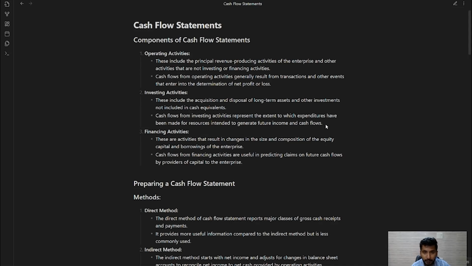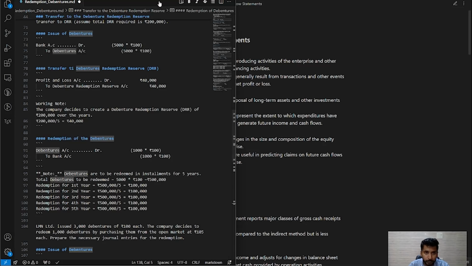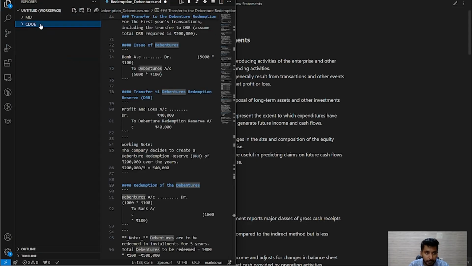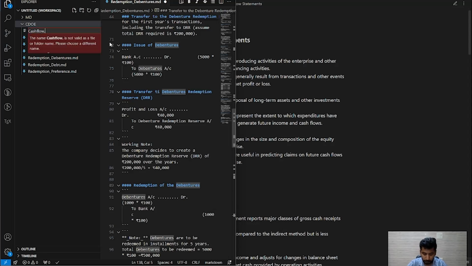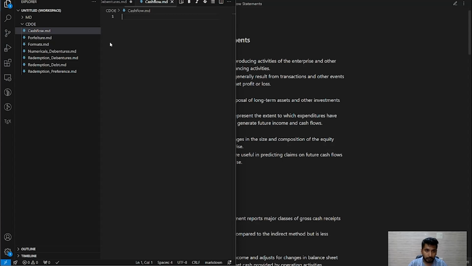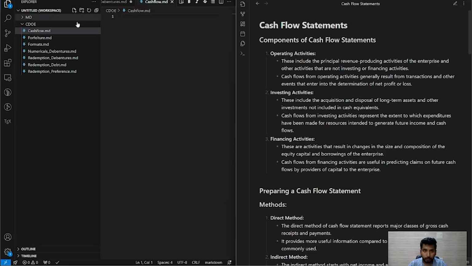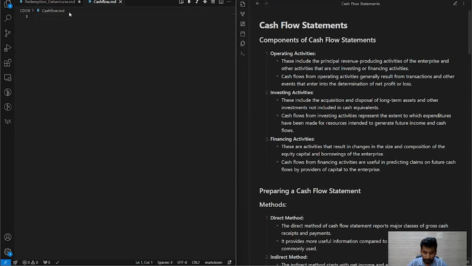These include the principal revenue producing activities of the enterprise and the other activities that are not investing or financing activities. So first, let us talk about what an operating activity is. An operating activity is something which is a part of your day-to-day business. Let me design a canvas in order to make you understand. Operating activities.